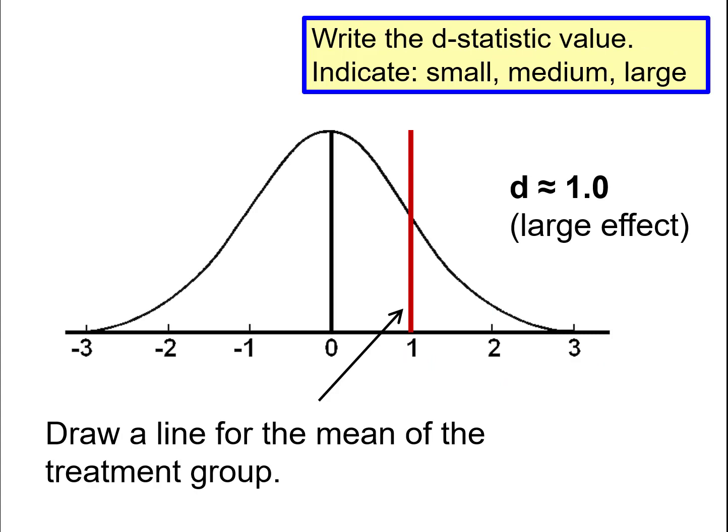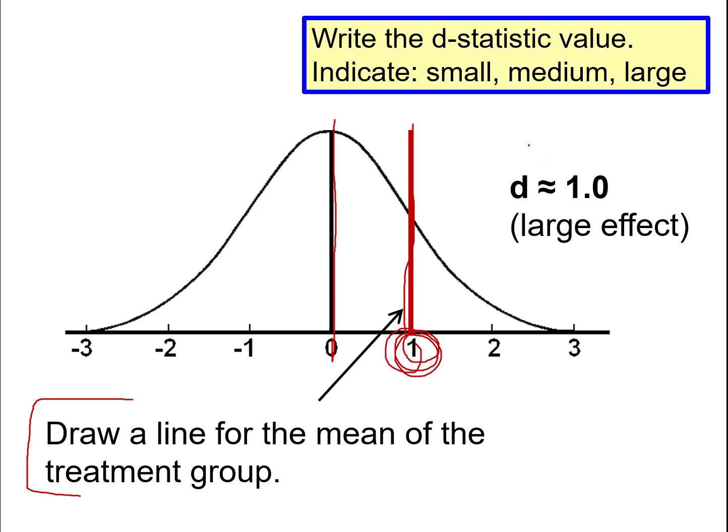So the next thing I'm going to do is draw a line to indicate the mean of the treatment group. I've already drawn the distribution of my control group, and the mean of my control group is right at 0. Now I need to draw a line where the mean of the treatment group is going to go. If I'm illustrating a d-statistic of 1, that means there's 1 standard deviation of difference between my treatment group and my control group. So the mean for the treatment group needs to be 1 standard deviation higher than the mean for my control group. So I'll go up here to 1 standard deviation above the mean, and I'll draw this red line, which is right where the mean of the treatment group should go to illustrate a d-statistic of 1.